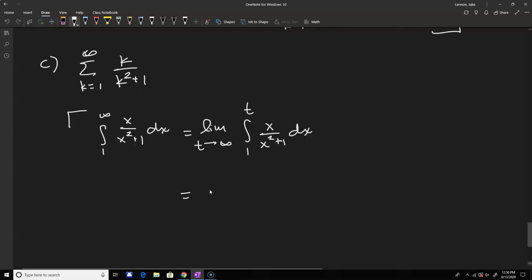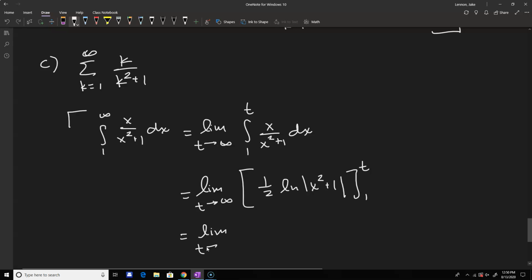So that's just a little review if you're forgetful. So the limit as t goes to infinity, and our integral is going to be 1/2 the natural log of the absolute value of x squared plus 1 from 1 to t. So this is going to be the limit as t goes to infinity of 1/2 the natural log of t squared plus 1 minus 1/2 the natural log of 2.